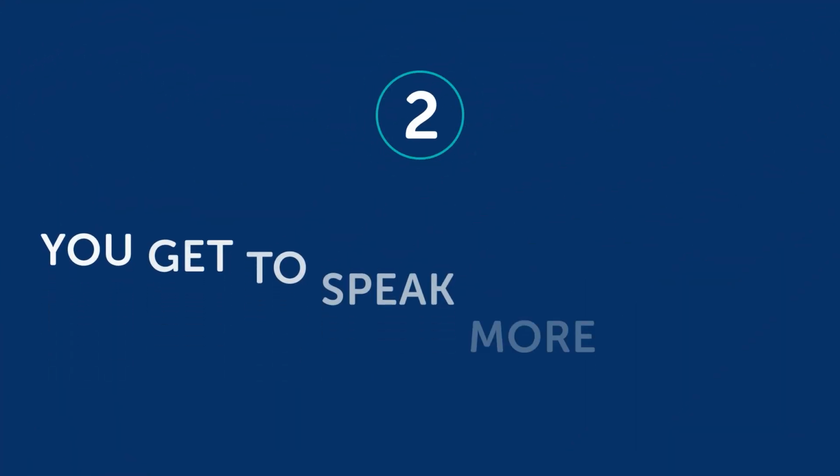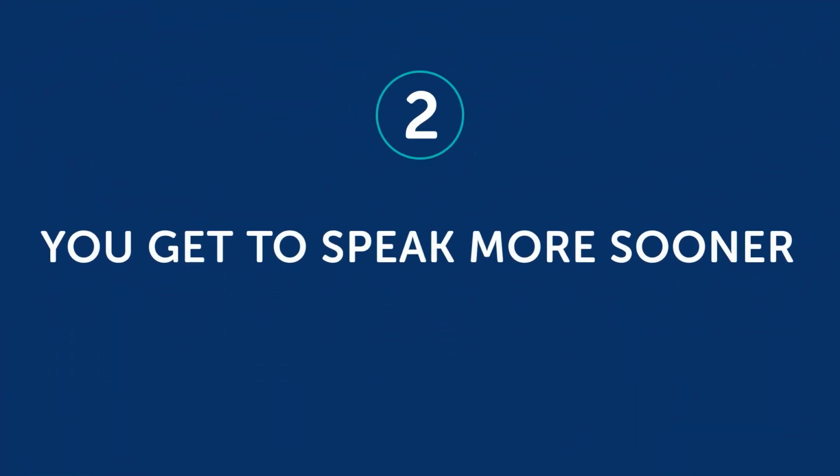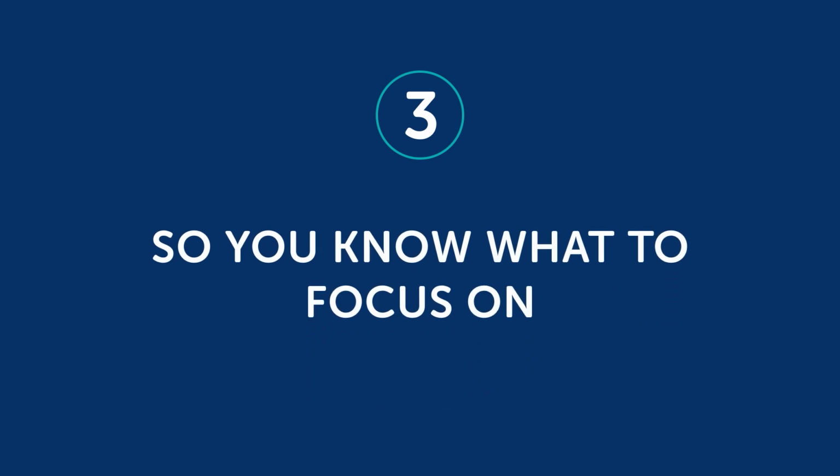Second, you get to speak more sooner. You can try the general approach of learning the 2,000 most common words, but that will take a long time and it won't get you speaking any faster. But if you pick a specific topic and get all the words and phrases for it, you'll be much better off. Third, you know what to focus on. Again, knowing what to focus on helps you learn and progress faster.